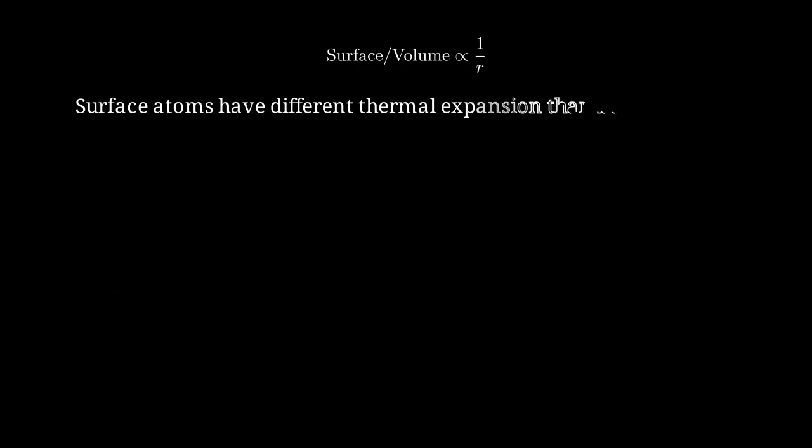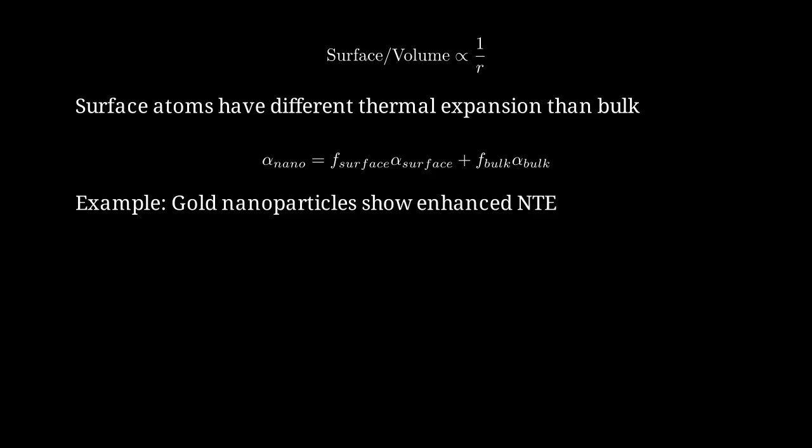Surface atoms have fewer neighbors and different bonding, leading to different thermal expansion behavior than bulk atoms. The overall thermal expansion of a nanoparticle is a weighted average of surface and bulk contributions. Gold nanoparticles, which normally expand in bulk form, can show negative thermal expansion when reduced to a few nanometers due to surface contraction dominating.